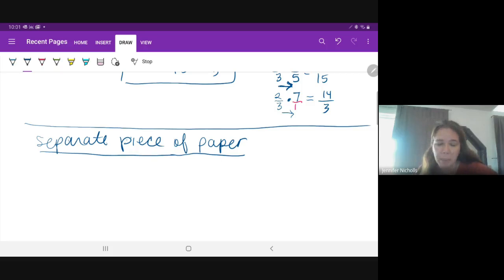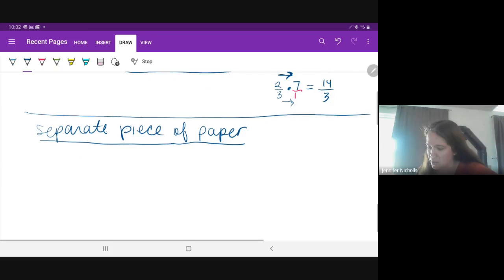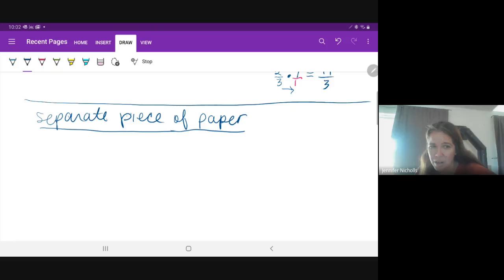You're going to do the homework on a paper and then take a picture of it because I want to see your work. I don't just care about the answer. I care about the work. Okay, so separate piece of paper. You're going to write homework.